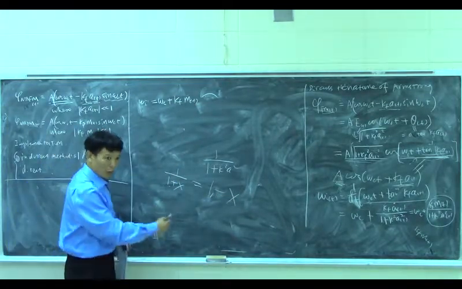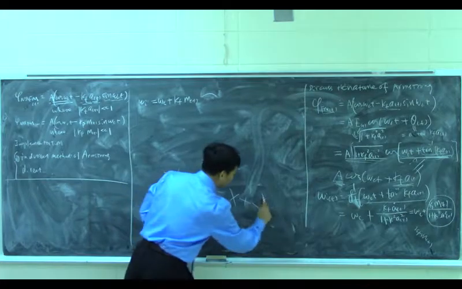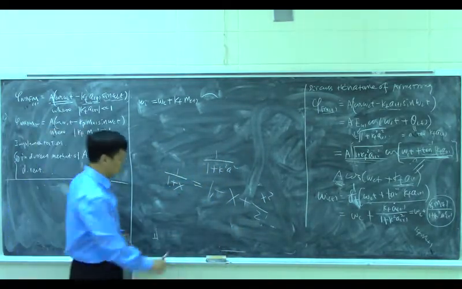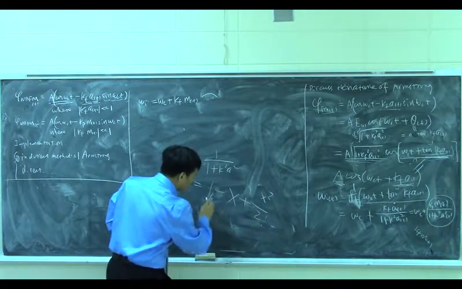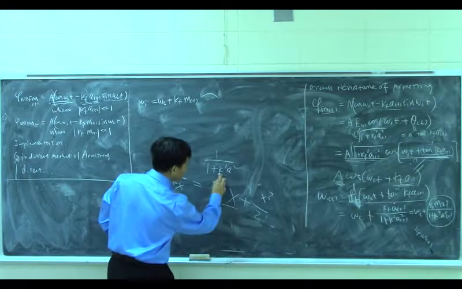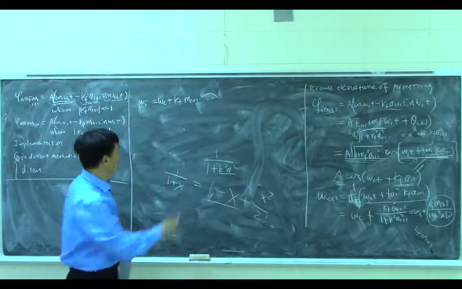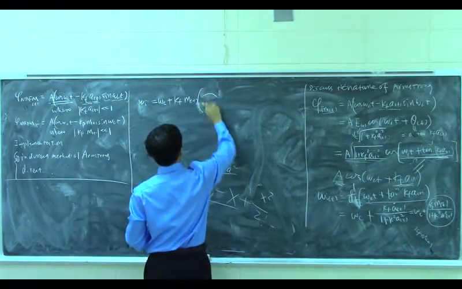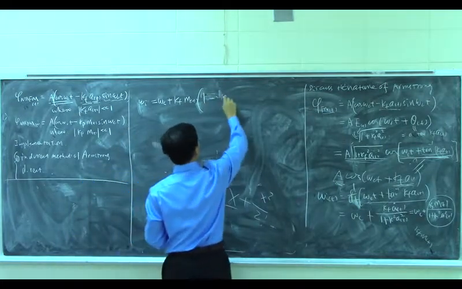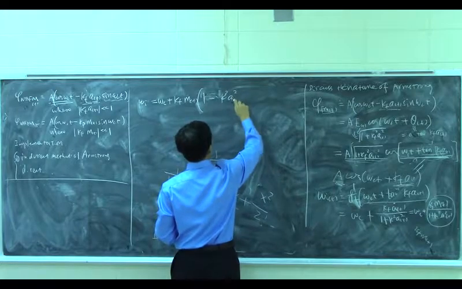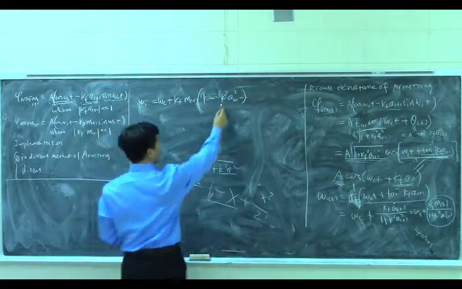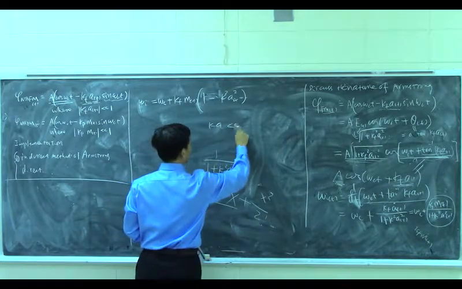I want even more accurate. Then you add X squared over 2 factorial, and so on. Here, we just take the first term, so X equals k squared a squared. So the first term is this, then minus k squared b squared, then plus some other terms. Because k a is smaller than 1.